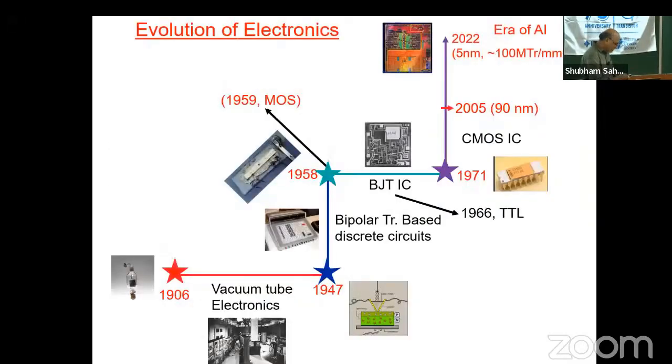This is my description of some of the landmark events in the history of electronics. I've written here 1906, invention of the triode. We had 40 years of vacuum tube based electronics. And today we are talking about a break in this evolution, which is the invention of the transistor, 1947.